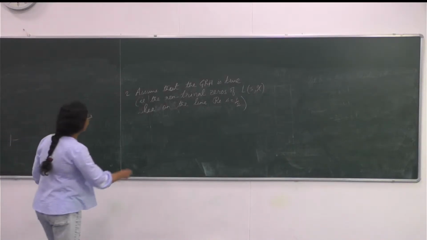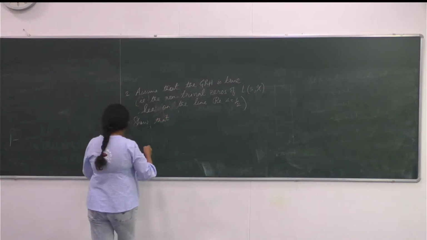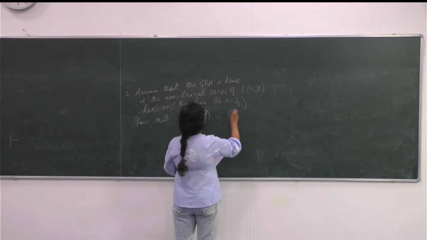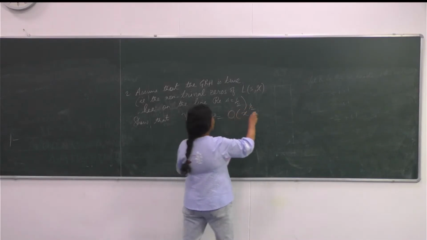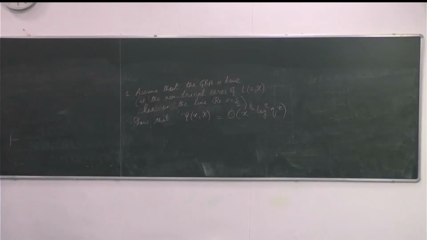Now show that the explicit formula that we have found, psi(x, chi), is equal to big O of x to the power half log square qx. You can use the explicit formula that we found and see which part goes away if the generalized Riemann hypothesis is true. You also know the results for L prime by L and so on. Try to think about it for a while.